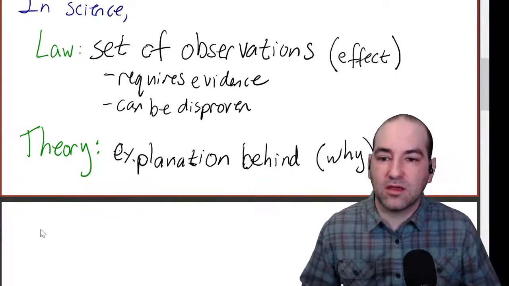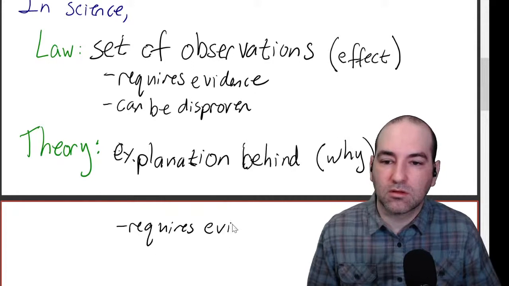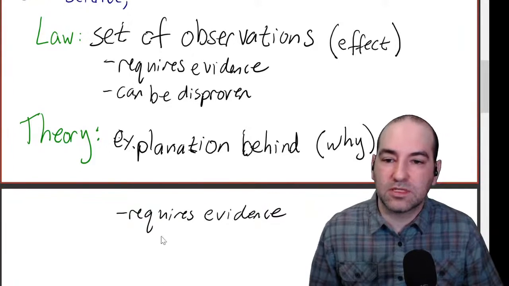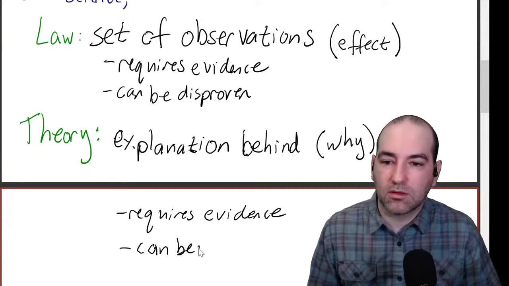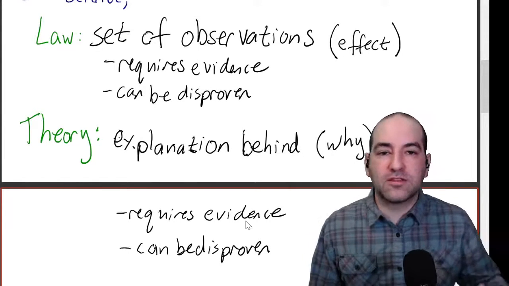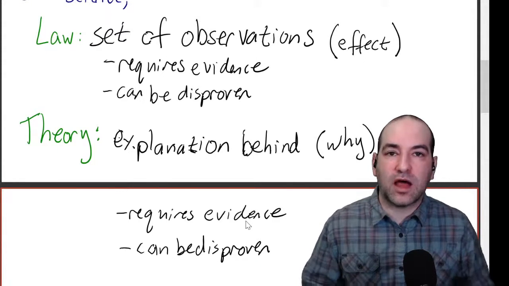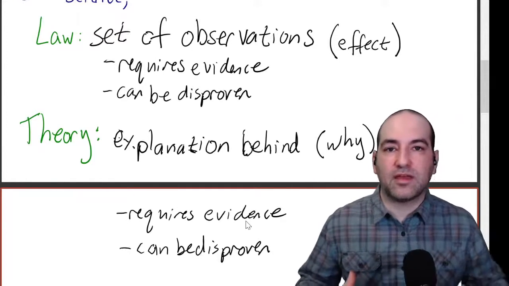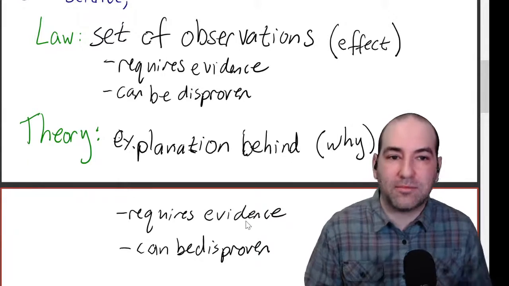So again, a theory requires evidence. A theory can also be proven or disproven, so there always has to be some doubt about that. But notice the difference here. Laws and theories talk about different parts of the knowledge process. A law is the set of observations: every time this happens. And a theory is, well, here's the atomic concept or whatever that is causing that to happen.